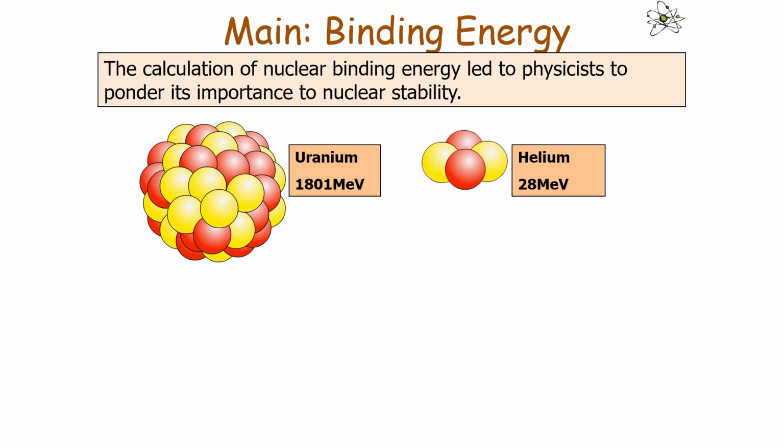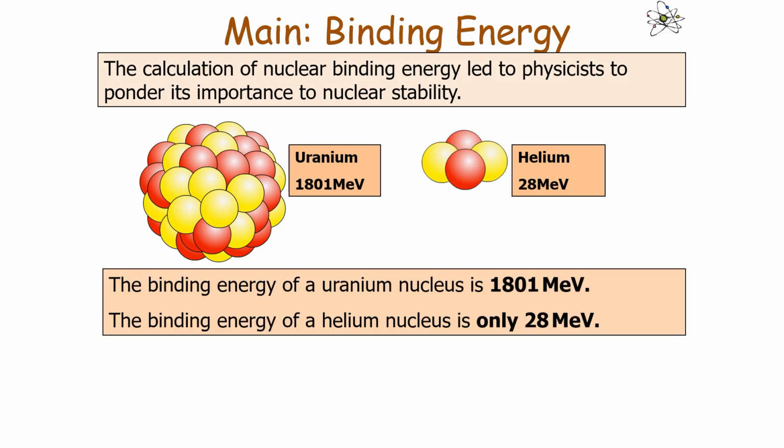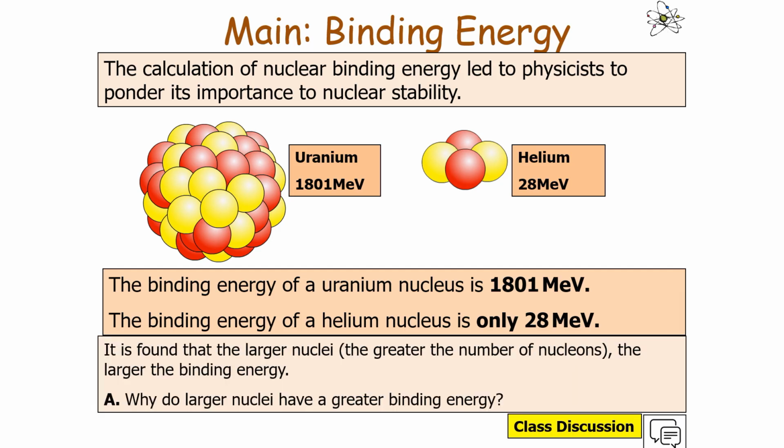The calculation of nuclear binding energy led physicists to ponder its importance to nuclear stability. When we consider two nuclei, let's consider the nucleus of uranium, the largest naturally occurring nucleus in the universe, and helium, which is the smallest nucleus in the universe which contains neutrons. The binding energy of a uranium nucleus is 1801 MeV, whilst the binding energy of a helium nucleus is only 28 MeV. It has been found that larger nuclei, which have a greater number of nucleons, have a larger binding energy. So why do larger nuclei have a greater binding energy?